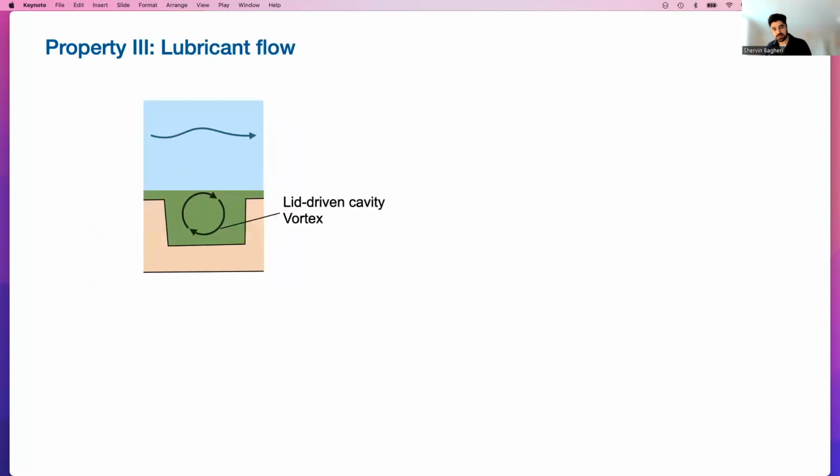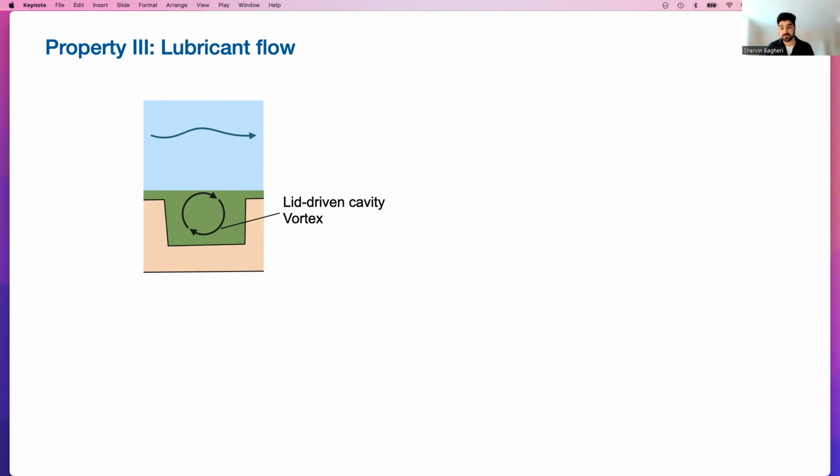Now, a third property of the surfaces is a lubricant flow. So if we zoom into one of these textures and look at the liquid which has been infused, the lubricant here, well, it starts to move, right? This is like a lid-driven cavity. So if you have a flow going from left to right, it will set in motion the lubricant. And this increases mixing, basically, which means that you can use these surfaces also to enhance heat and mass transfer from the surface.